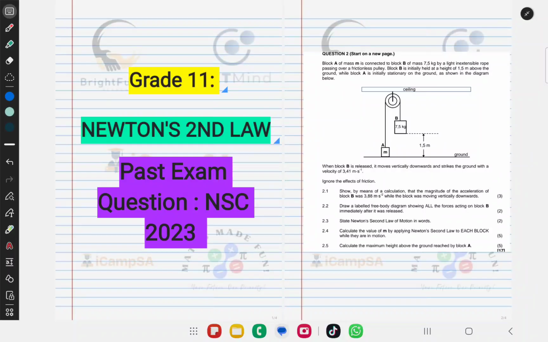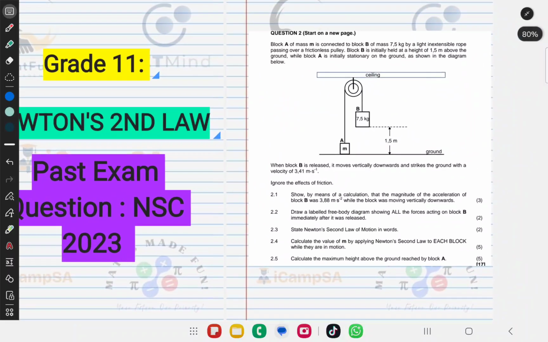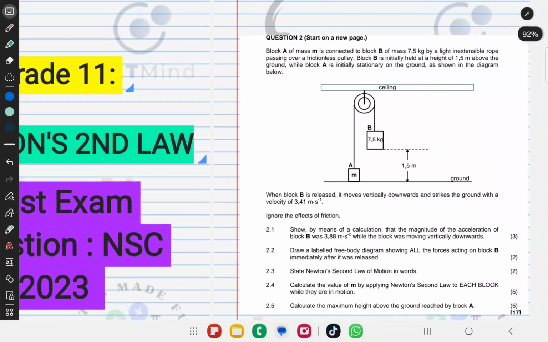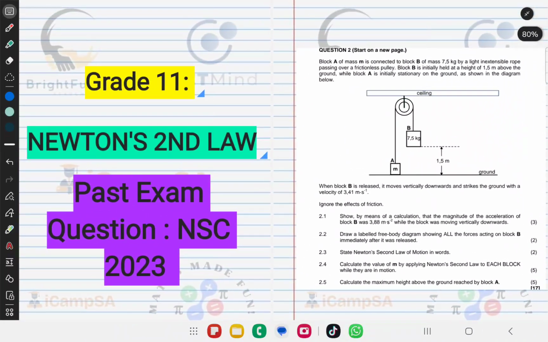Right, so this one is specifically for grade 11 physics, and in this particular example we are tackling an NSC past exam question, sorry. So this one is from a May-June paper. You can just access it on the government's website, the department's website.